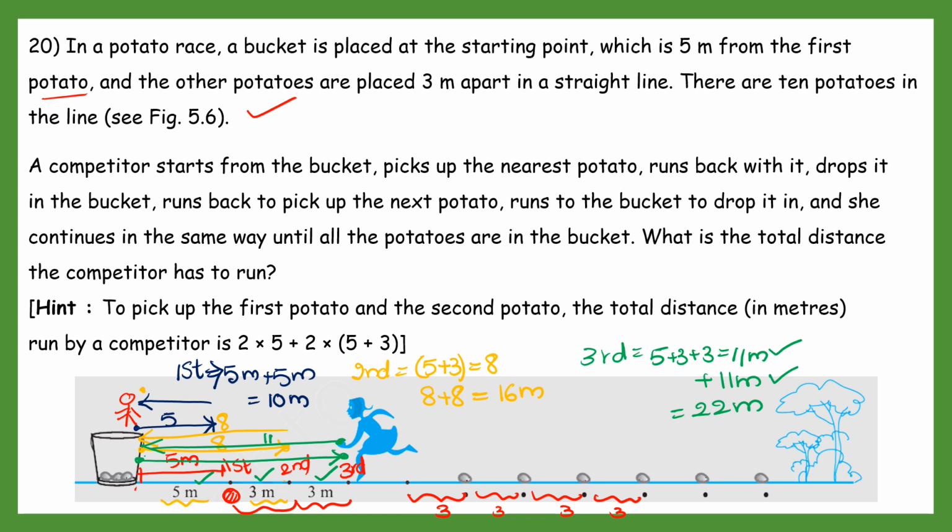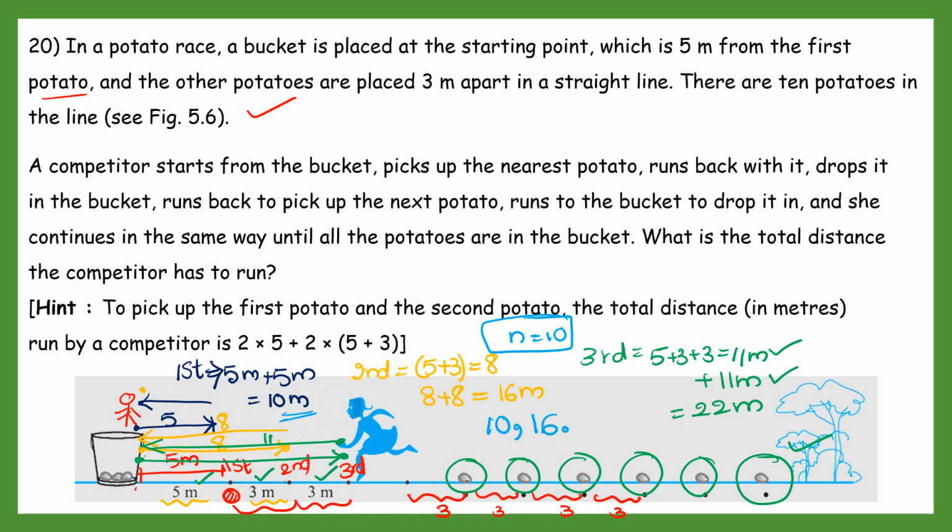In the same way, she should go to all the potatoes, pick them up and place them in the bucket. The total number of potatoes is 10, so the value of n is 10. Here we got a series. For the first potato she will run 10 meters. For the second potato the competitor runs 16 meters. For the third potato 22 meters, and so on. Here we got a series.